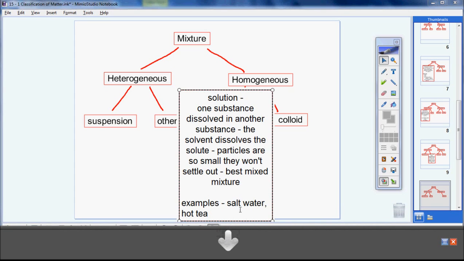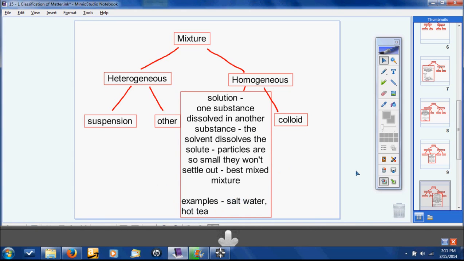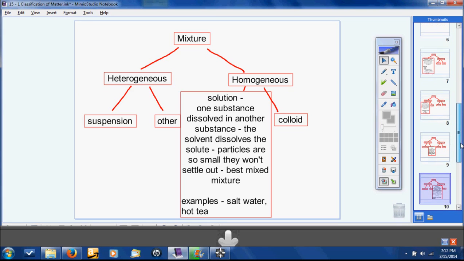And hot tea, you take the tea bag, you put it in the water, and the tea will work its way through the water and it's going to become a solution. Now sometimes when you have tea, some of the tea leaves will settle out. But the actual coloring, that brown coloring from the tea leaves, will stay in and it will be a solution with the water. So you do have solutions there. Okay.